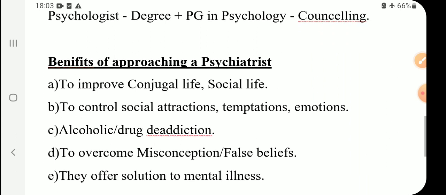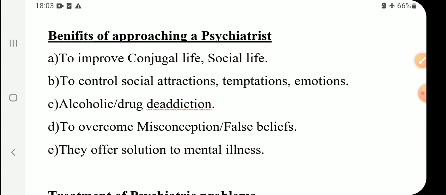And coming to the benefits of approaching a psychiatrist. How do people benefit by approaching a psychiatrist? The benefits are they will improve our conjugal life or social life. Conjugal life means a few people may be having sexual disorders, and a few people will not mingle with other people. They are very dull and timid, and they will sit alone and be indistinct with other people. Any kind of this type of disorders will be there. To overcome all these kinds of problems, people have to approach a psychiatrist.